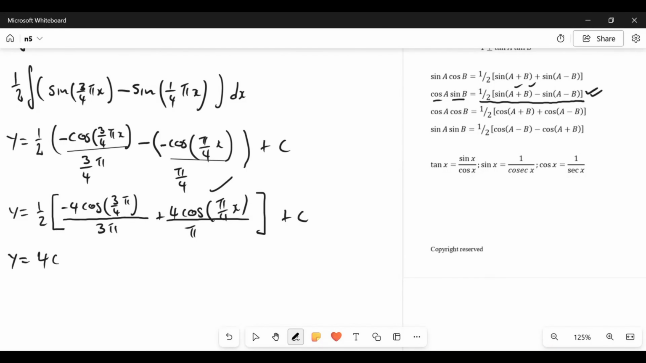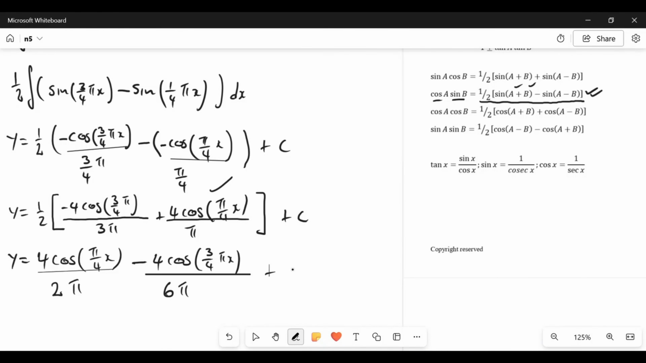It's going to be 4 cos(pi over 4 x). But then on the denominator, we have this 2 here. 2 multiplied by pi is going to be 2 pi. There we go. Then we continue. Minus, because this one here, it's minus. Then we multiply by 1 on the numerator. We have 1 multiplied by negative 4. This is going to be the negative 4 cos(3 over 4 pi x). And then divide by, we have 2 multiplied by 3 pi. This is going to give us 6 pi plus c.